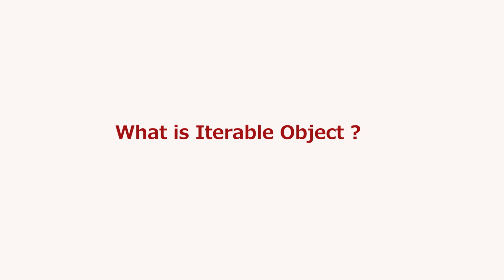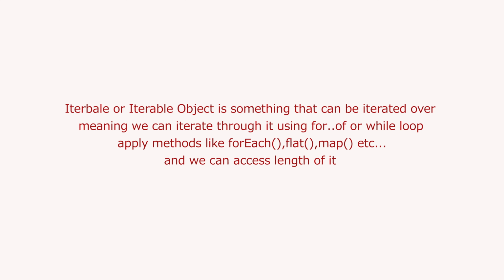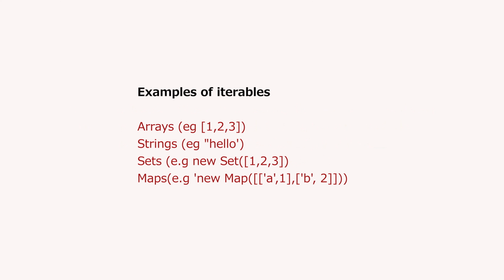Before we talk about these three methods, first let's understand what is iterable, guys. An iterable object is something that can be iterated over, meaning we can apply a for...of loop, a while loop, or iteration methods like forEach, flat, map, etc. And also we can access its length. Examples are arrays and strings. If you take an array, you can use any looping method on it, right? Likewise, you can also access the length of an array, right?